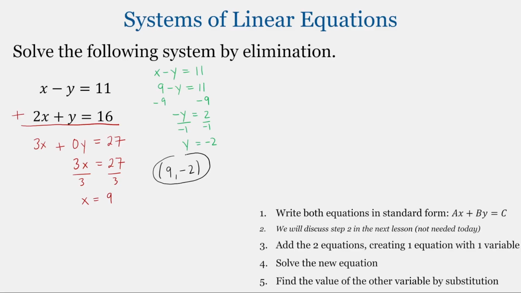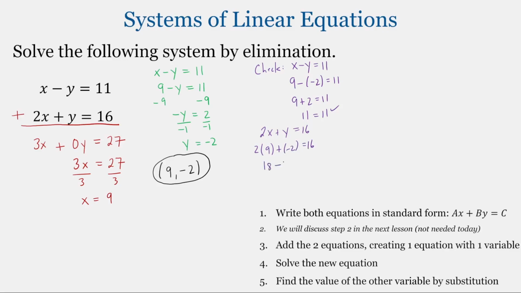Let's go ahead and check that value by plugging it back into both equations. So with this first equation, we have x minus y equal to 11. So that is 9 minus a negative 2 equal to 11. That becomes 9 plus 2 equal to 11, and 11 equal to 11, so that's true. With the second equation, we have 2x plus y equal to 16. So 2 times 9 plus a negative 2 equal to 16.